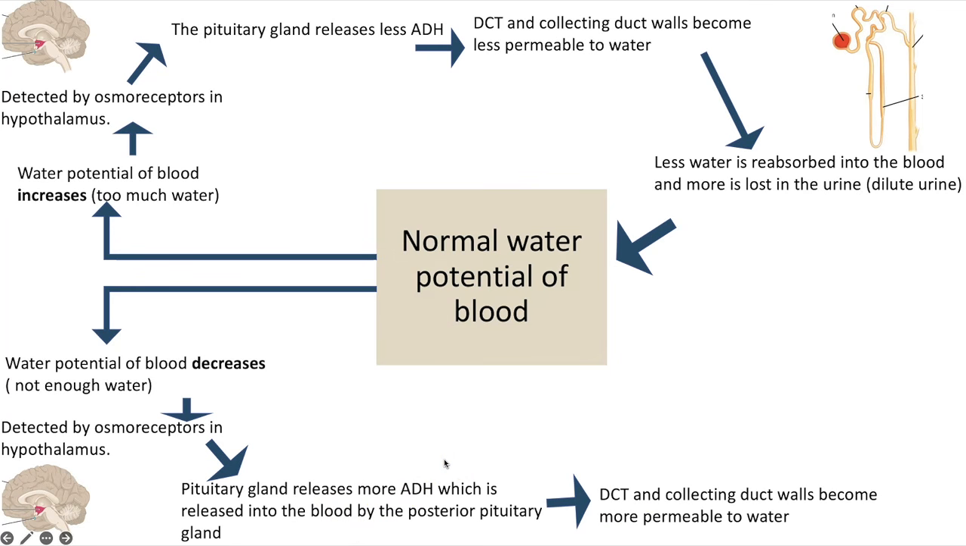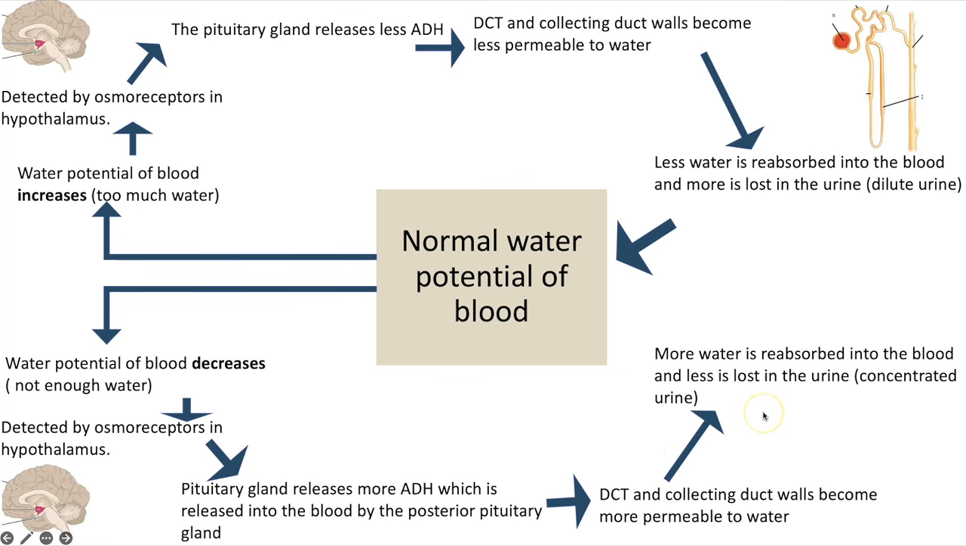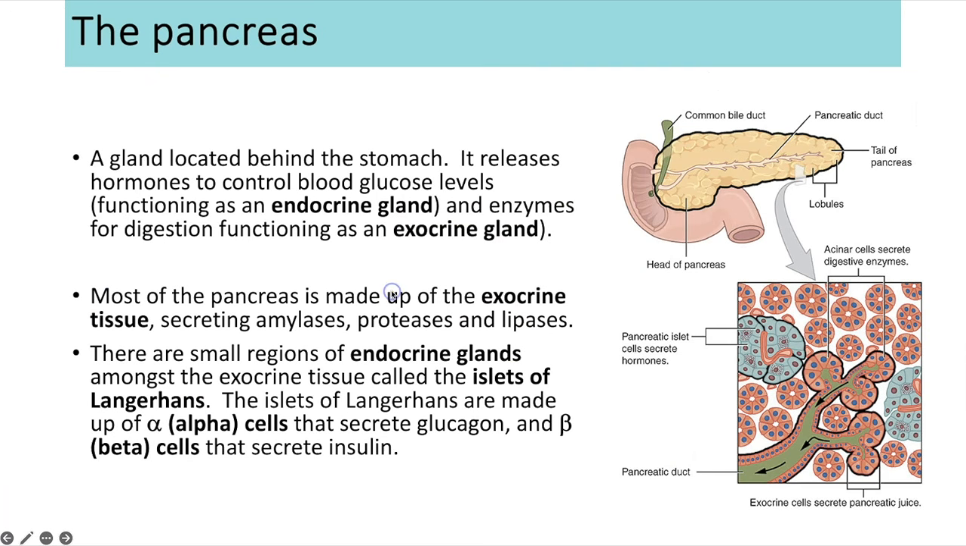That causes the DCT, the distal convoluted tubule, and the collecting duct walls to become more permeable to water. More water is reabsorbed back into the blood, and therefore you have smaller volumes of urine and it's more concentrated. And as a result, your water potential goes back to its normal set limit.